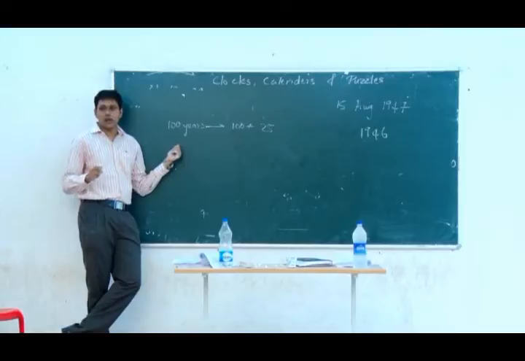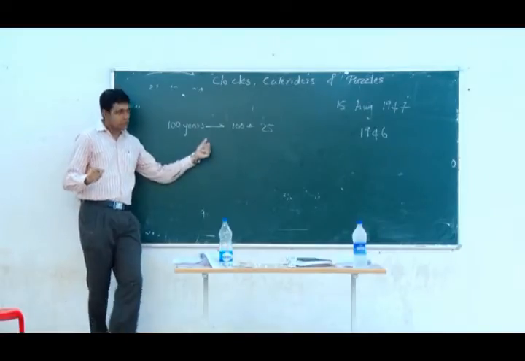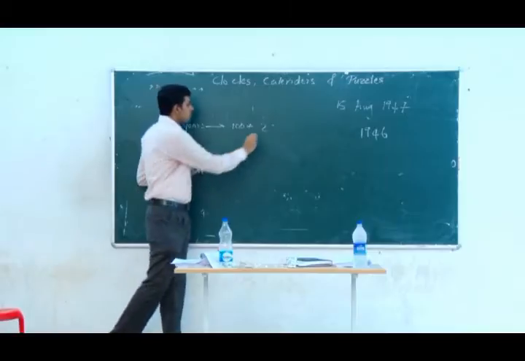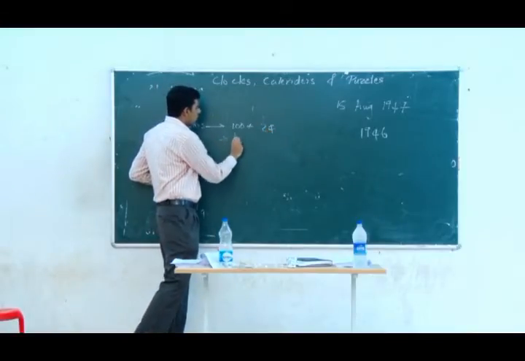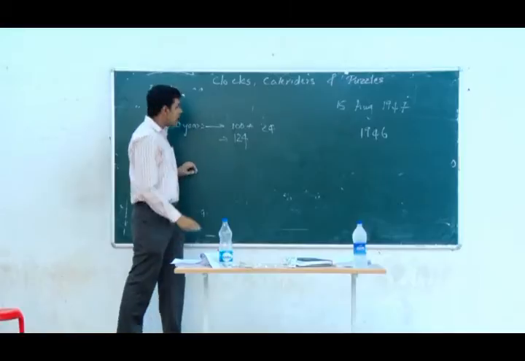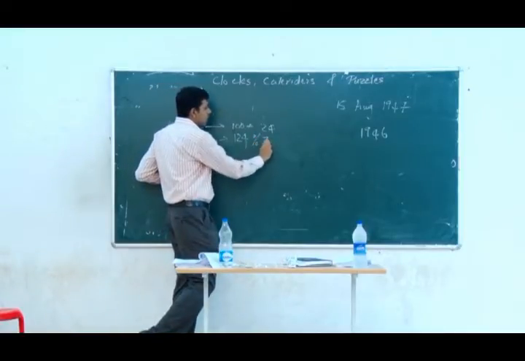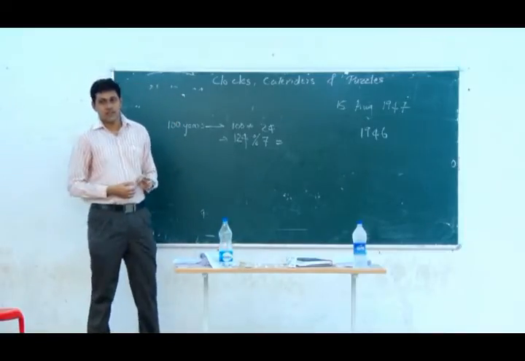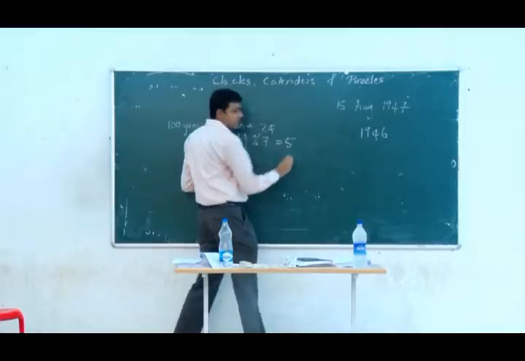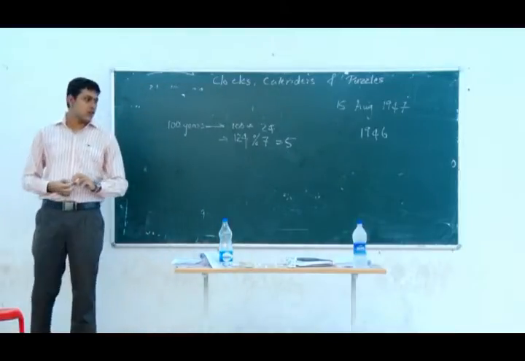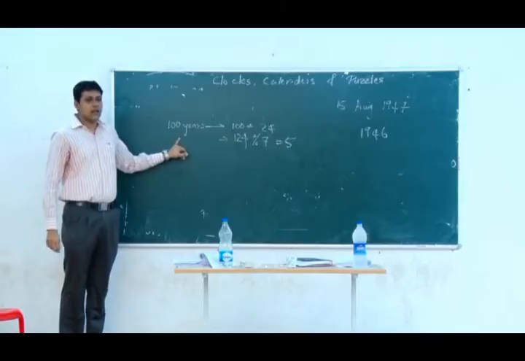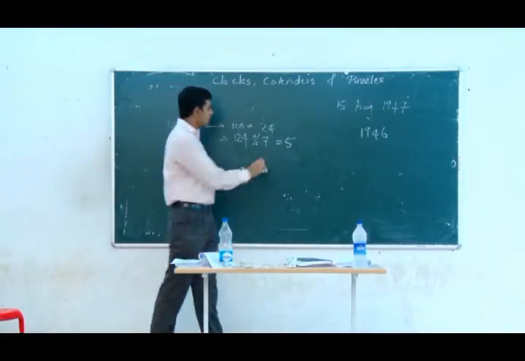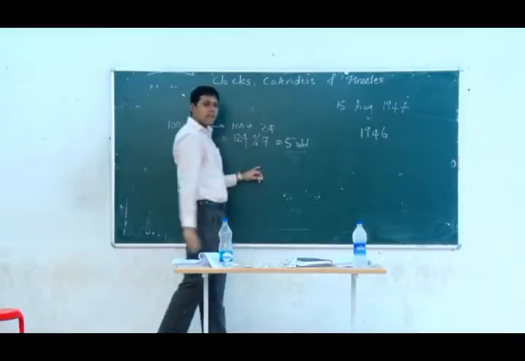When the Julian calendar was modified into the Gregorian calendar, to remove the extra 3 days, the 100th, 200th and 300th years were changed to non-leap years. So it won't be 25, it will be 24. So I have a total of 124 days. 124 divided by 7, what's the remainder? 5 is the remainder. So every 100 years we have 5 odd days.